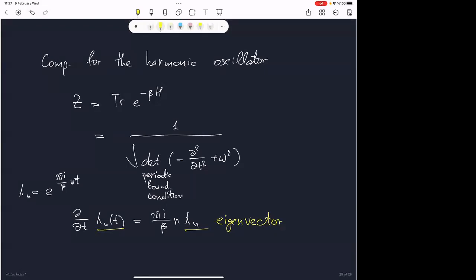Now, in order to compute the determinant of this operator, we need to take the product of the eigenvalues. So now, what's the determinant? Let's see.